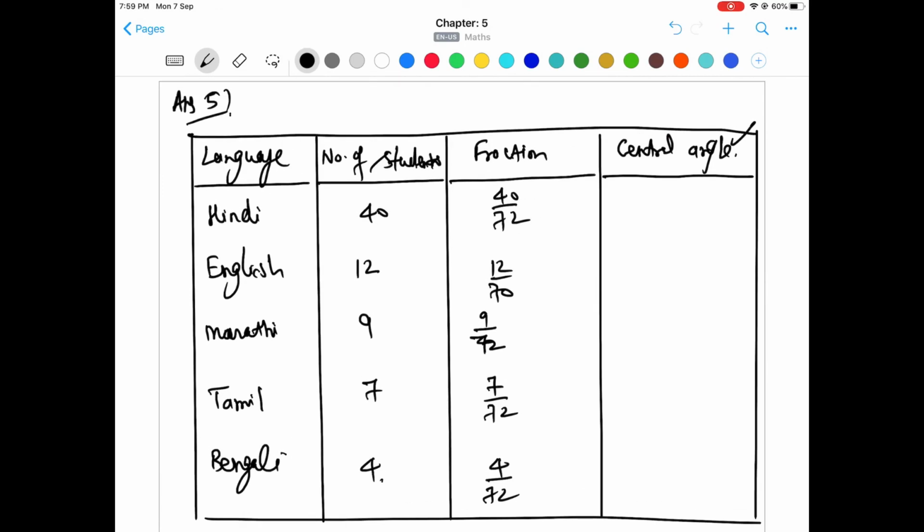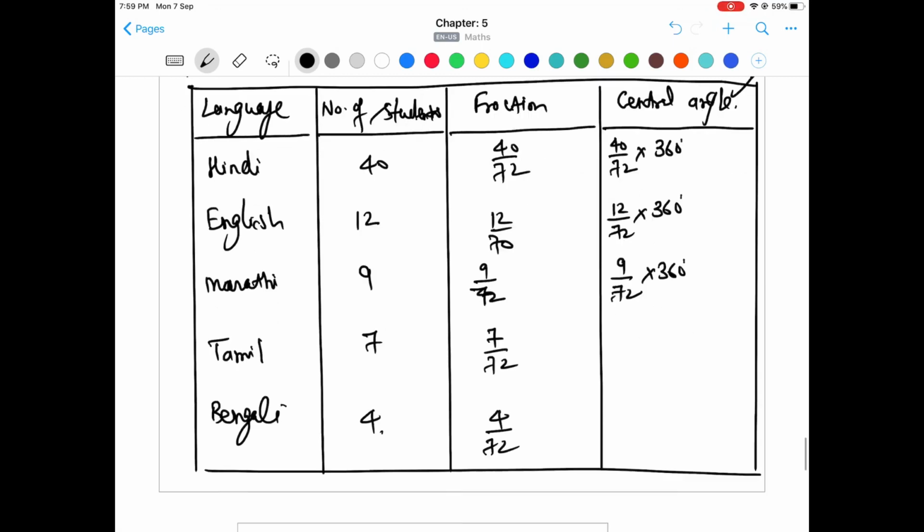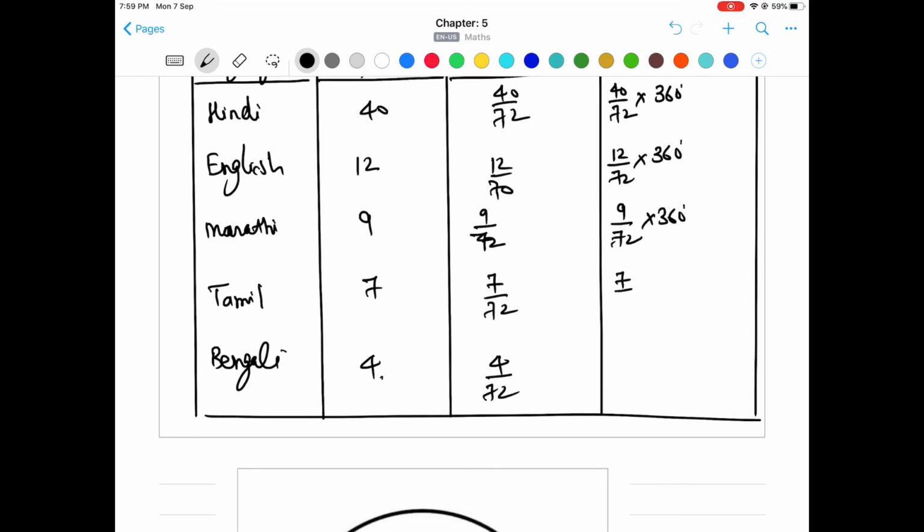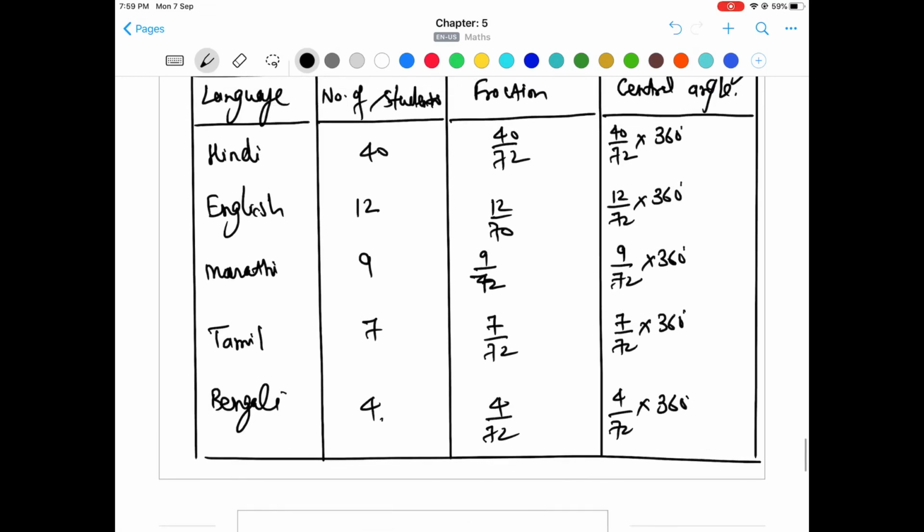Now I have to find the central angle. We'll multiply the fraction, which is 40 by 72, by the total central angle, which is fixed as 360 degrees. Here we'll write 12 by 72 into 360 degrees, 9 by 72 into 360 degrees, and the last two are 7 by 72 into 360 degrees and 4 by 72 into 360 degrees. Now let's solve each one.